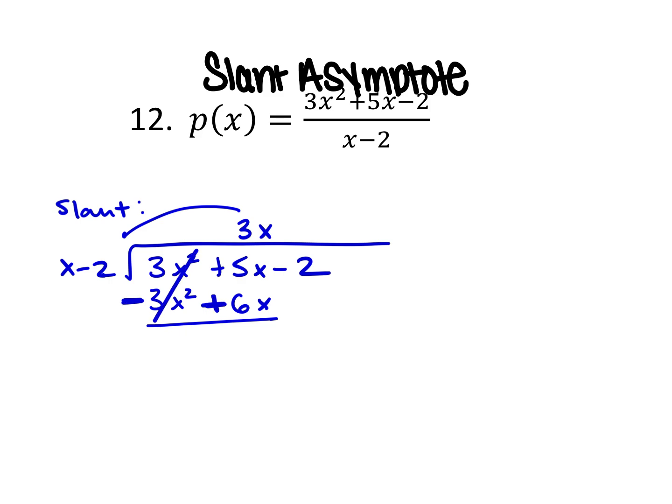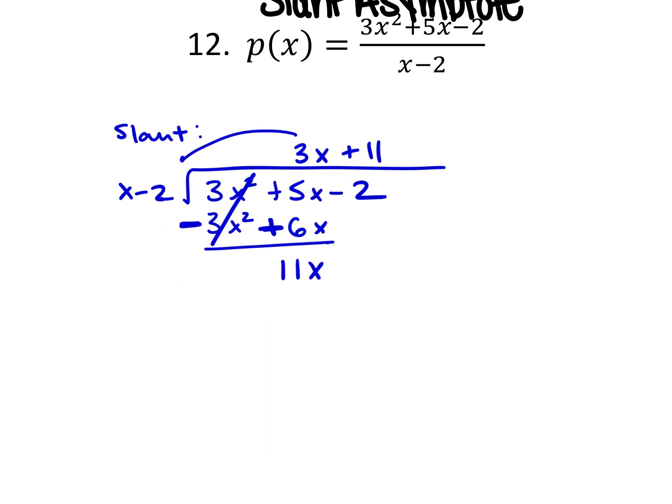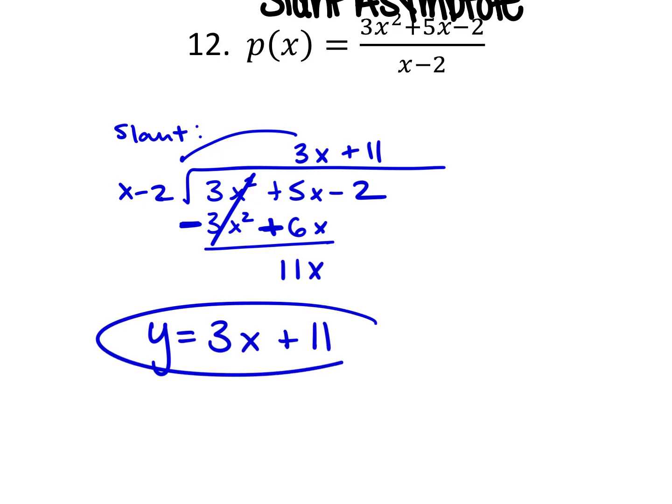So the 3x squareds cancel. We have 11x. What do we do next? What's 11x divided by x? Perfect, 11. Do we need to keep going? No, once you have your x and the number up top, you can stop. How would I write my answer for slant asymptote? Awesome. Y equals 3x plus 11. So it has to be in the form of y equals mx plus b. So you have your y equals, your x, and a number.